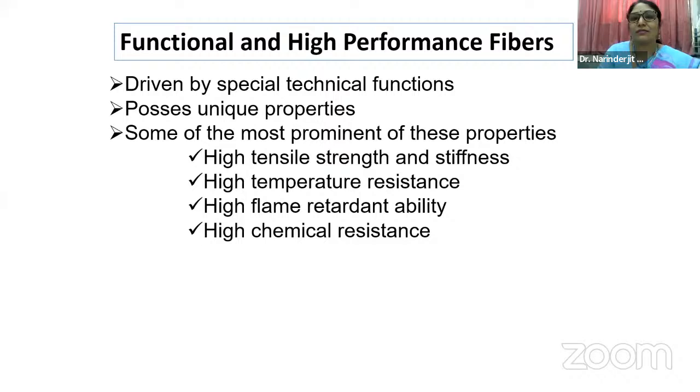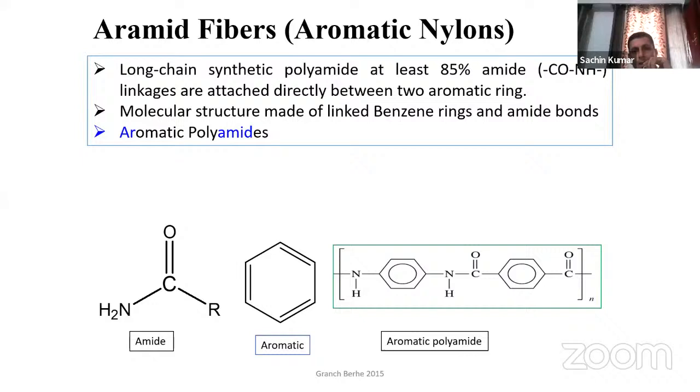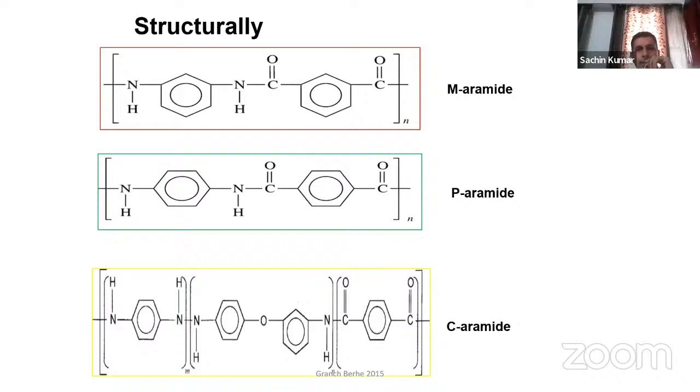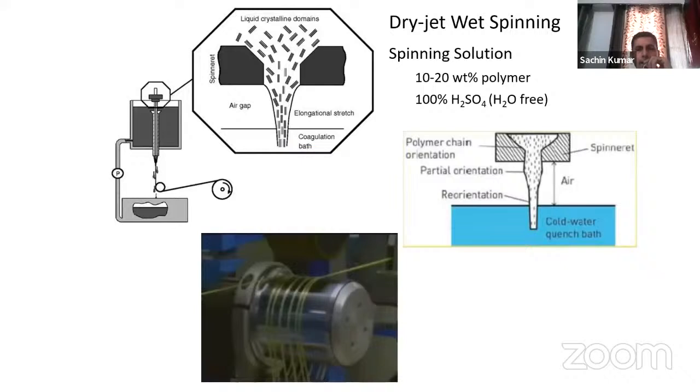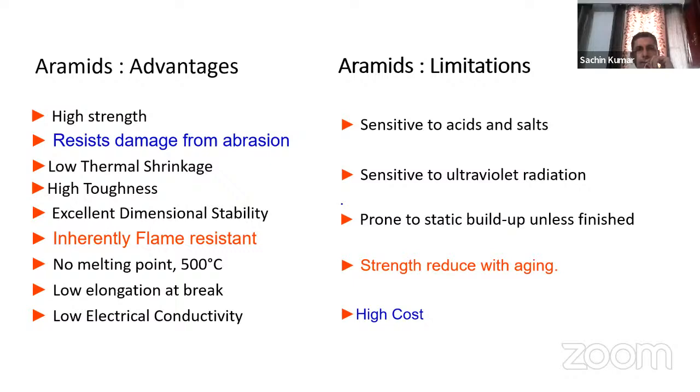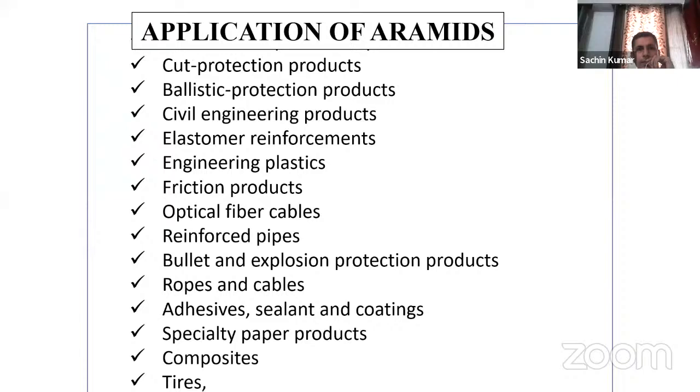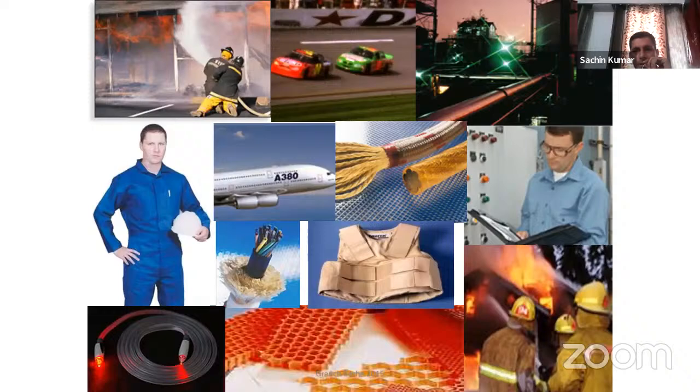Yes. These are aromatic nylons, which are very, very high strength materials. There are three variants, which are spun by a special technology. It can dissolve only in sulfuric acid. It is high strength, inherently flame retardant, and has high thermal stability. So these are the kinds of applications where we use them. These are not used for normal clothing. They are very stiff. Flame retardant kinds of properties are there. So these are their different variants.